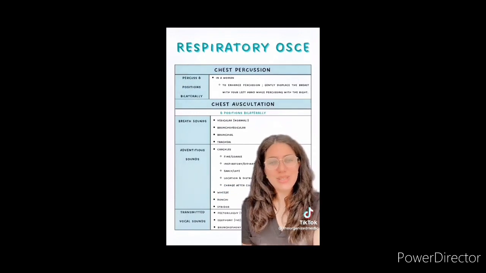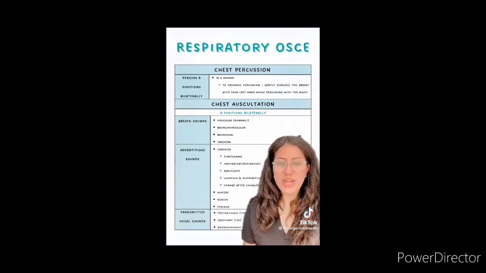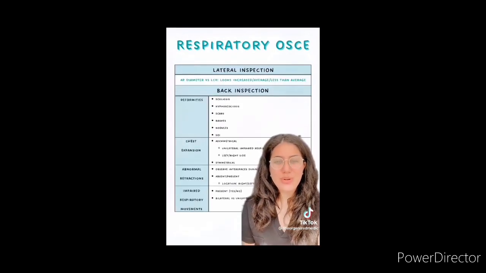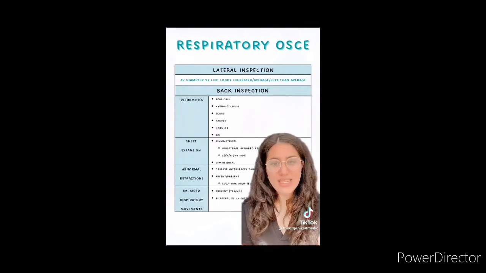Percuss the chest in the 6 positions bilaterally. We then want to auscultate in the 6 positions, as well as listen for breath sounds, any adventitious sounds or transmitted vocal sounds, such as pectoriloquy, bronchophony, or egophony. Then move on to your lateral inspection where you look at the AP diameter, important in patients with COPD. Then move on to your back inspection. We're looking at the same things that we did in the front.